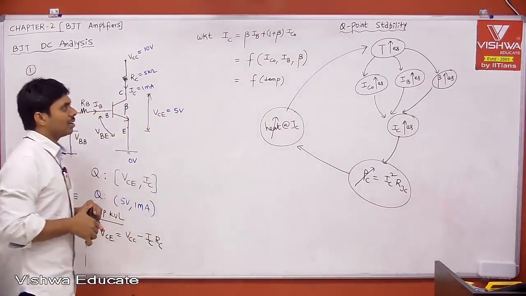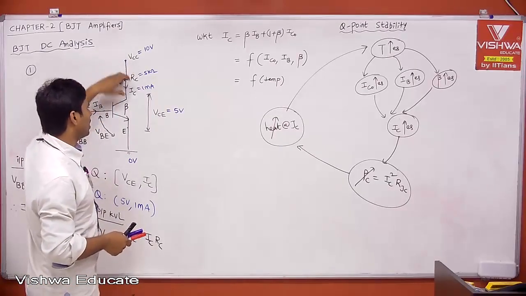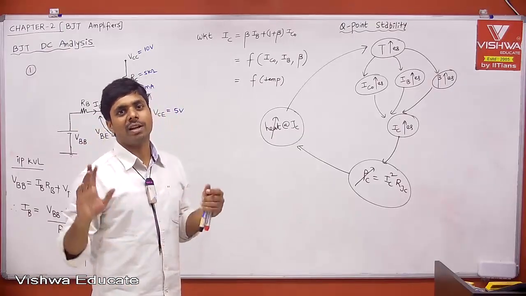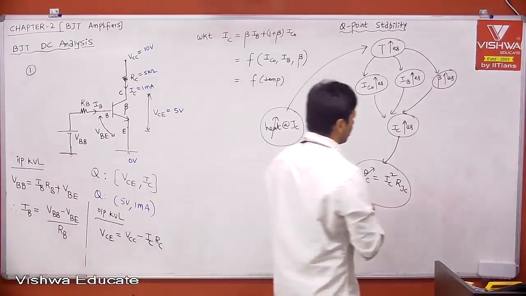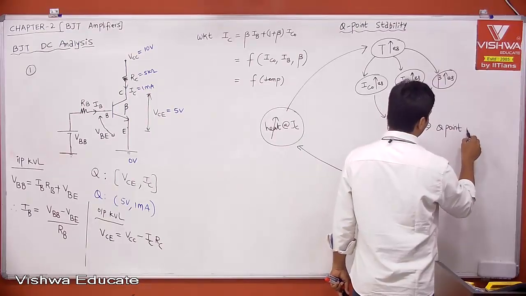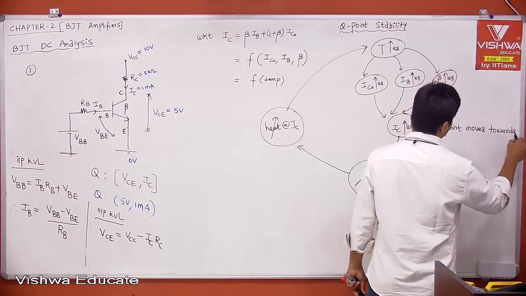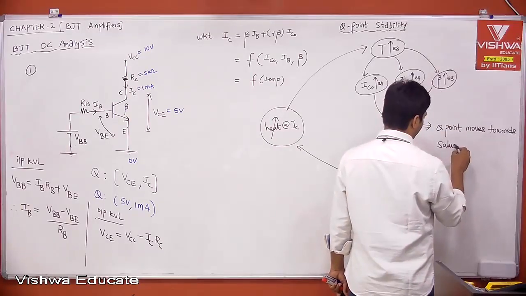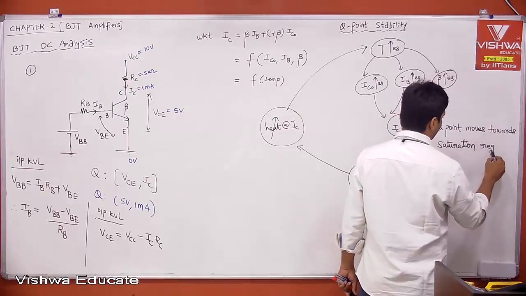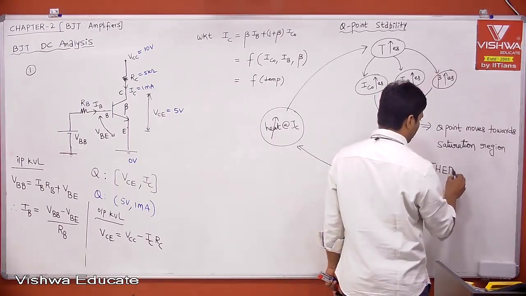When IC is increasing, you get maximum drop across RC, then VCE will be minimum, then the Q point will be moving towards the saturation region. It will enter into the saturation region. Therefore, what will happen? If temperature increases, the Q point moves towards the saturation region. And remember, this is what is called thermal runaway.